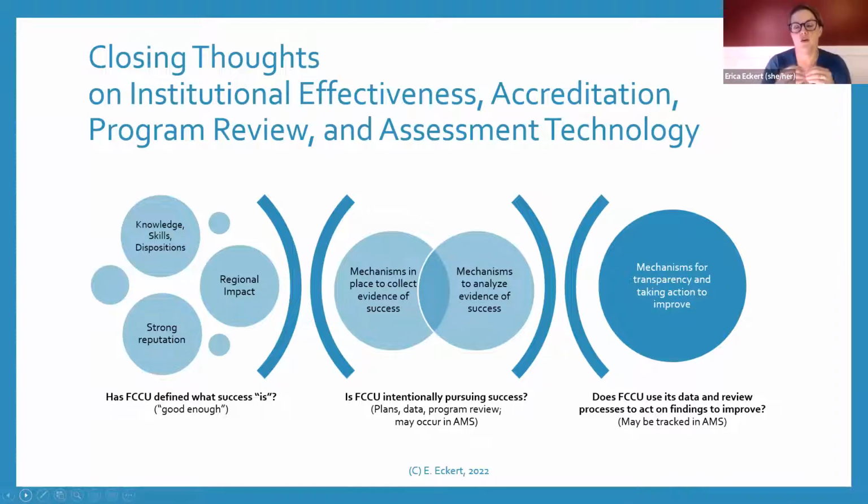Then, when you know what success means, are you collecting data to determine how successful you're being on the items that you've identified? And then are you analyzing the data? So that's the middle part of this diagram. First, know what success is, then are you collecting data and analyzing it to determine how things are going? And then finally, do you have mechanisms in place for transparency, making sure that people understand when there's a problem, and taking actions to improve? So to me, that's how all of these concepts fit together.